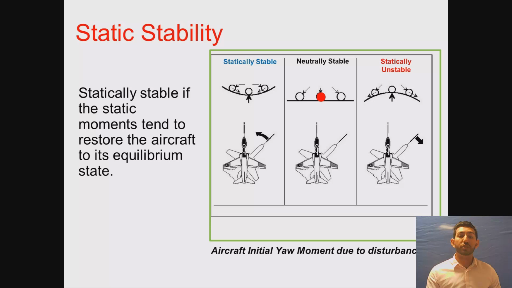When we refer to neutral stability, it is really just an imaginary point. If the center of gravity moves to that point and there is a disturbance, the aircraft will just sit there. It doesn't have enough of a restoring moment to return it back. And finally, if the center of gravity shifts any further back than that, then we refer to this as being statically unstable, which means that the aircraft will just continue to rotate, and there's not enough of a restoring force to bring it back.